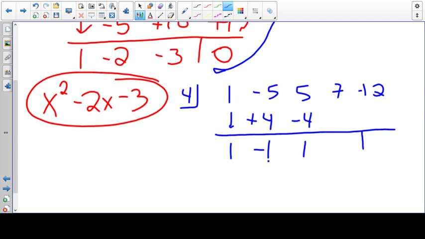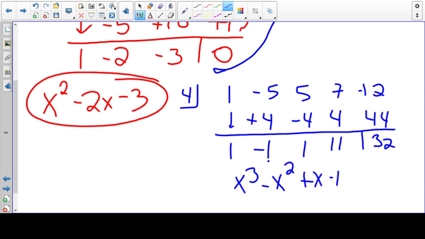1 times 4 is 4. 7 plus 4 is 11. 11 times 4 is 44. Negative 12 plus 44 is 32. So I have x cubed minus x squared plus x plus 11 with a remainder of 32.